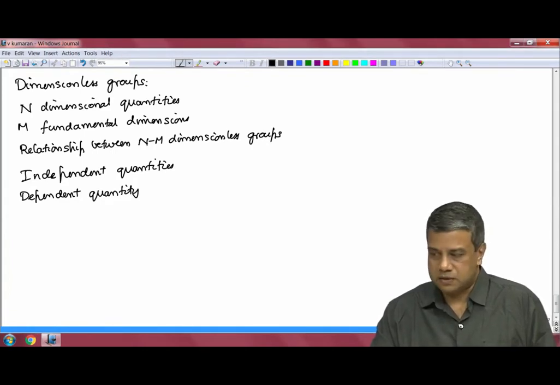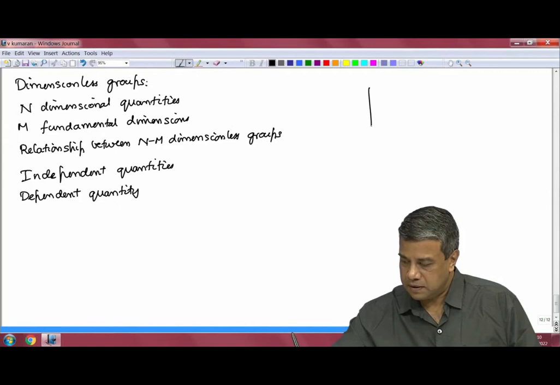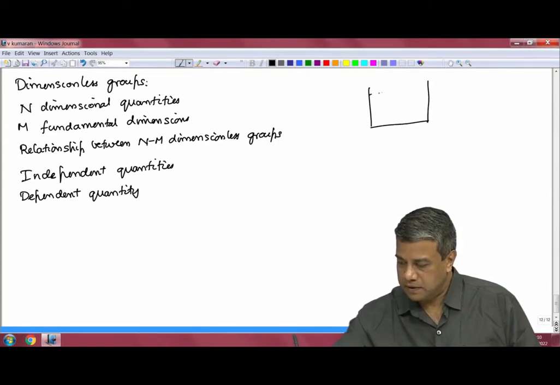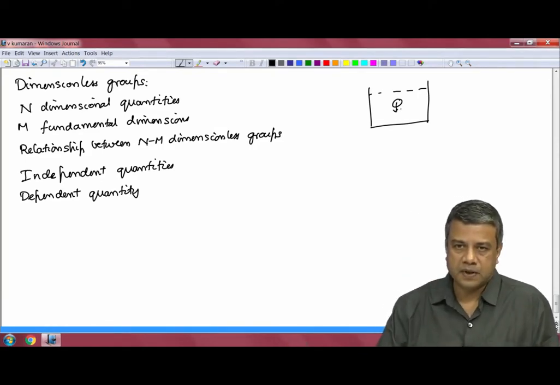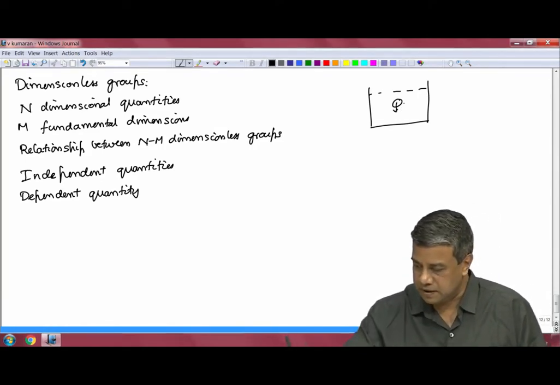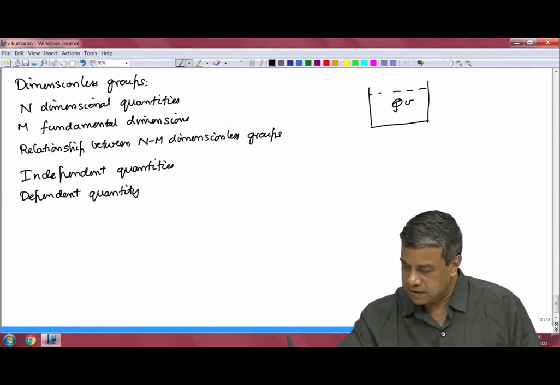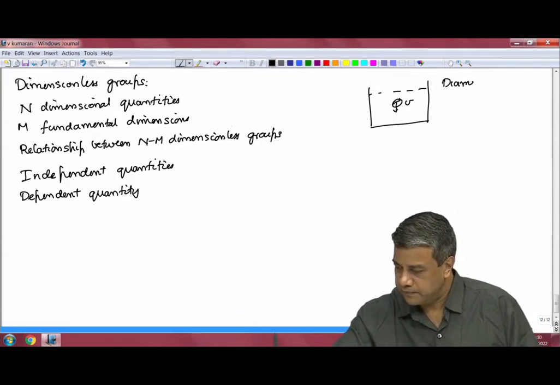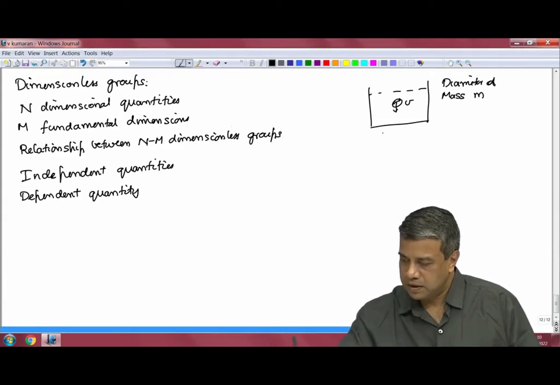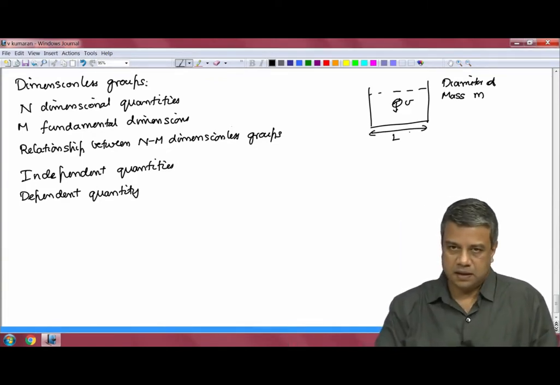Okay. So, I have the problem of a sphere settling in a fluid. Okay. The sphere is settling in a fluid with some velocity v. Okay. The diameter of the sphere is d, and mass m. Okay. In a tank with some characteristic length L. Okay.